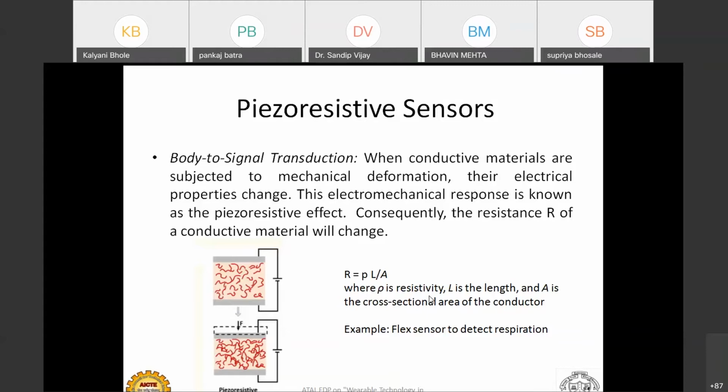Why is this piezoresistive sensor more famous in wearable sensing? This is because it gives us flexibility, and that flexibility allows us to measure the change in shape. In other terms, we can measure the change in angle.